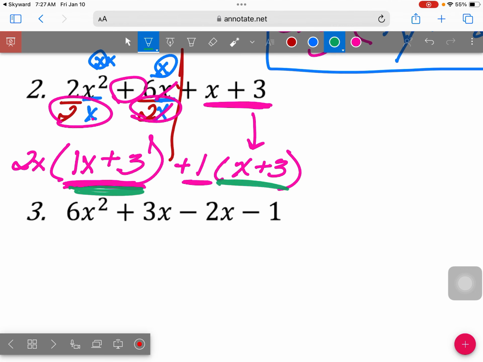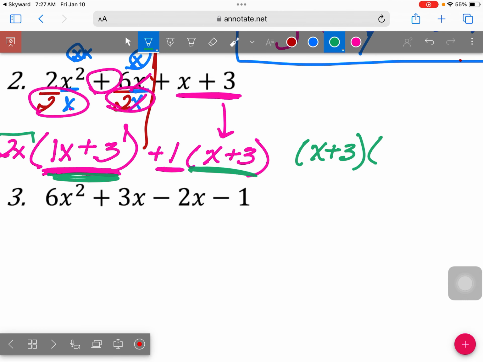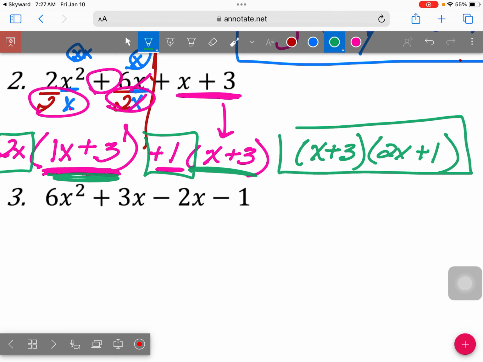Here, that is common to both of those terms, so I'm going to pull that out in front and say, hey, I have x plus 3. That is my greatest common factor between these 2. And what do I have left? I have this 2x plus 1. And that is your final answer.